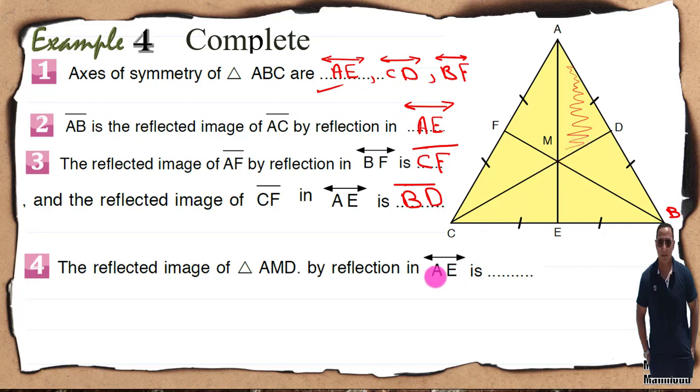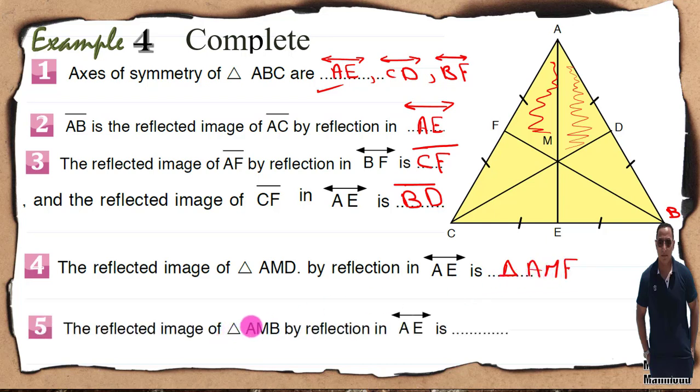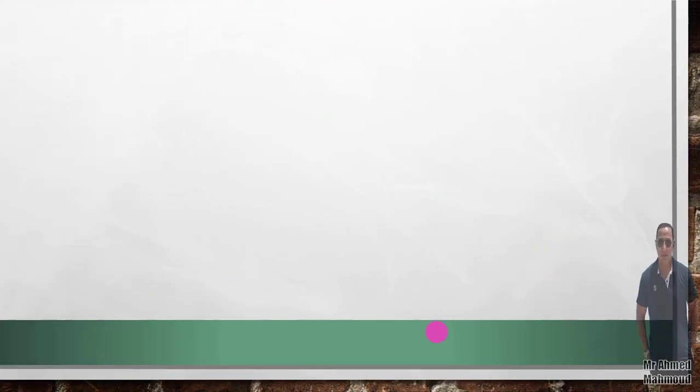Here D has image F, M is itself, A is itself, so the triangle will be AMF. The image of triangle AMB, this triangle, by reflection in AE is triangle AMC. It's very clear because B has image C, M is itself, A is itself, so it will be triangle AMC.